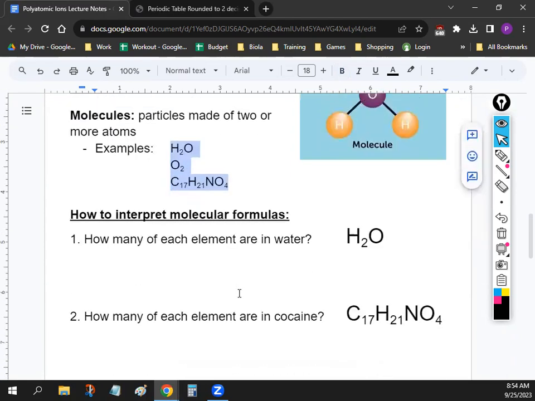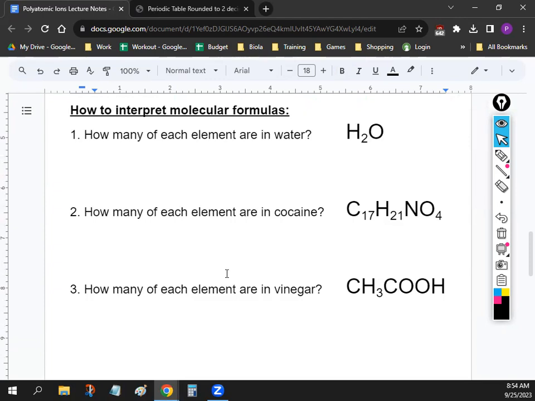Okay, now we're going to talk about very briefly how to interpret molecule formulas. And so let's write down number 1. I want you guys to write number 1 and just write down this chemical formula. Number 1 is H2O. And on your paper, I just want you to write down how many of each element are in H2O. Yeah, I think we did this in like the first day of class in that article that you guys read. So it shouldn't be too bad. But I want you guys just to write down how many of each element are in H2O.